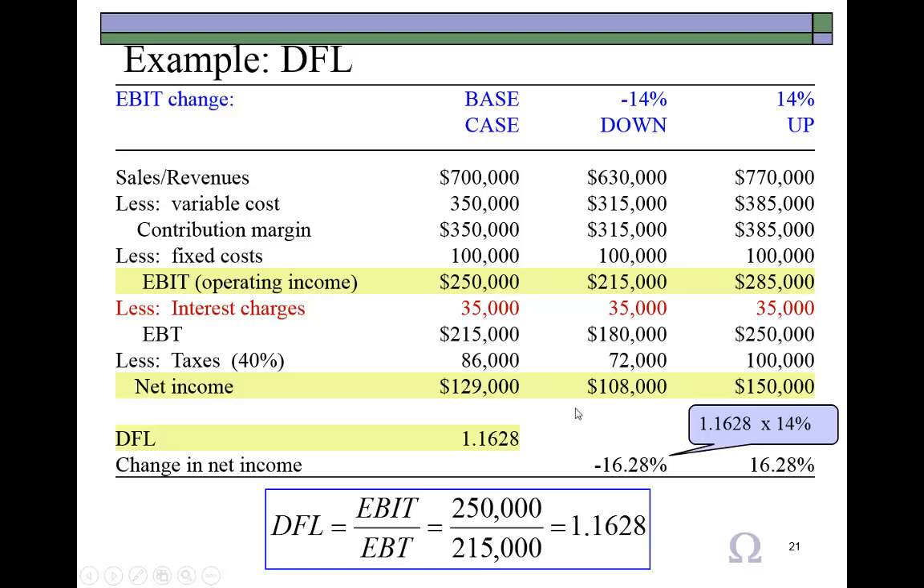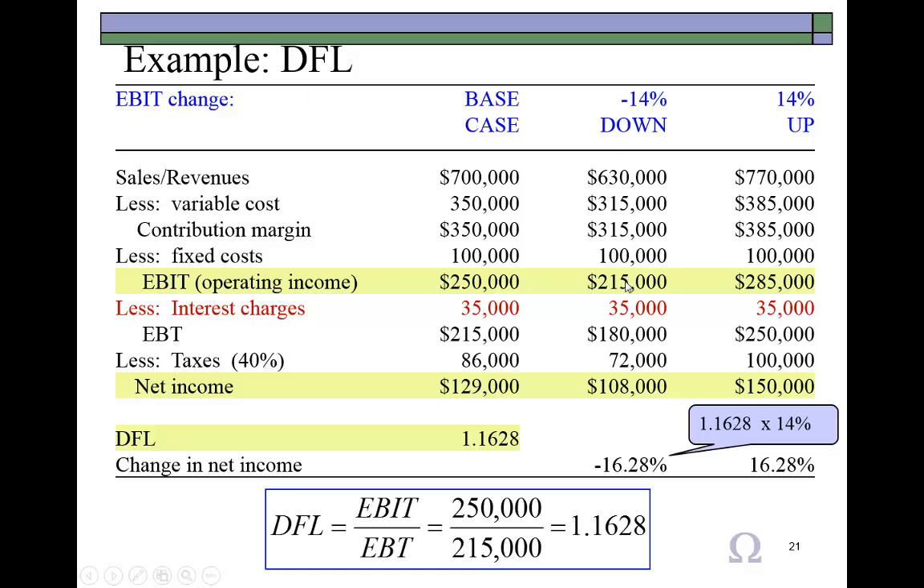So in this working example, which is the same as what I used earlier for degree of operating leverage, when we calculate the degree of financial leverage, it comes out to be 1.1628, which tells you that if your EBIT were to decline by a certain amount, your net income would decline 1.16 times as much. So here we assumed this decline in sales, which brings about this 14% decline in EBIT. As you can see here, from 250,000 to 215,000 is a 14% decline, as I note right up here.